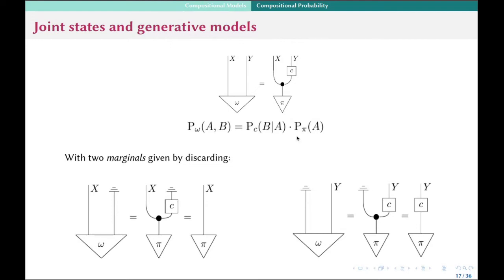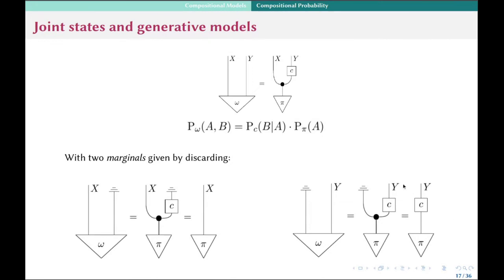Okay. So we've got marginals we can throw away, and we get that by throwing away one of the wires. We can throw away the right wire to get the marginal on the left, which is just pi, and we can throw away the left wire to get the marginal on the right, on Y, which is C after pi, which is this thing which we normally write down as the sum over all the x's of C of y given x times pi of x. That's what this thing says here.